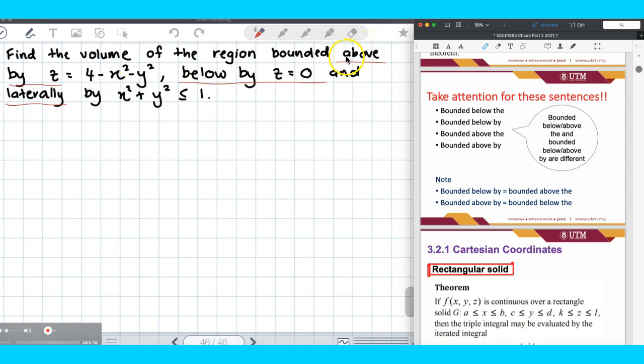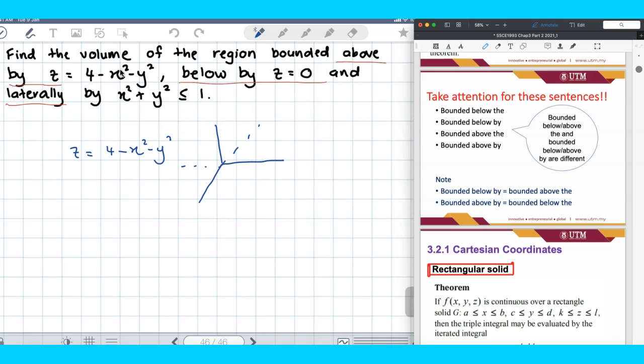So the word above by the z means that your upper bound is the bowl. Okay, above by the, what is this? So z equal to 4 minus x squared minus y squared is, if you sketch this, a bowl concave down, isn't it? Concave down, where this one is 4. This is z, x, and this is y.